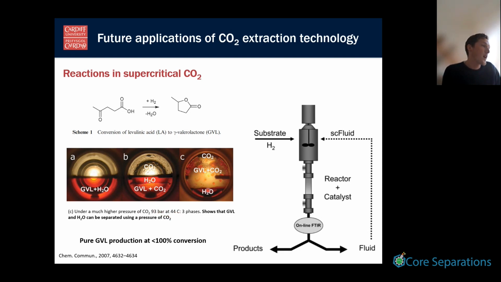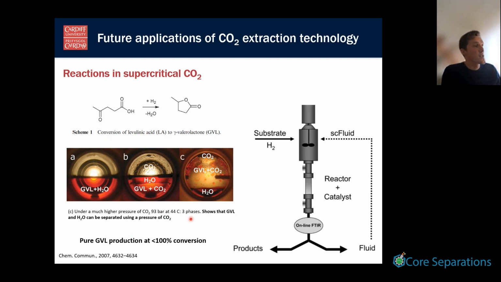You have a small phase at the bottom here, which is just water. You've got a mixture of GVL and CO2. You have some CO2 at the top. Now, the significance of this is that it shows that you can separate GVL from water. And this is really important because it means that you can have pure GVL production, and so no separation required, even when you're below 100% conversion.